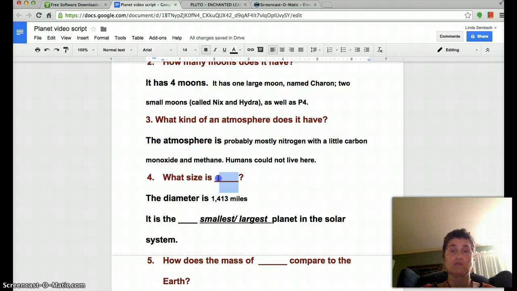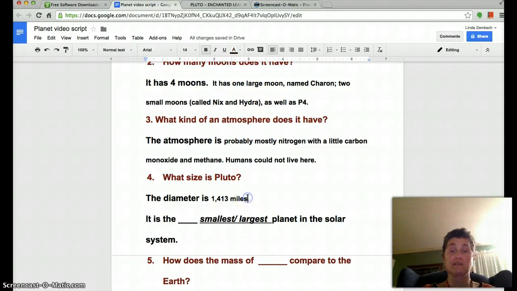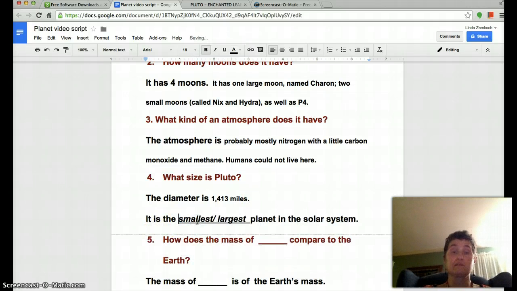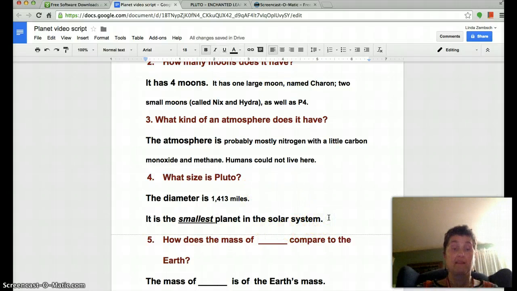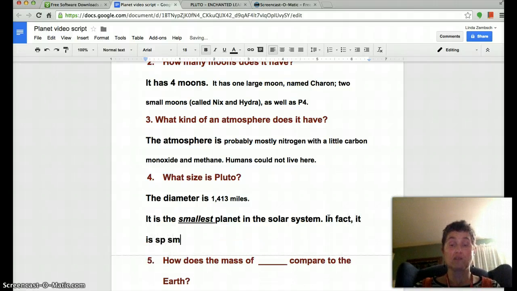And so the question is, what size is Pluto? And the diameter is 1,413 miles. From what we know, it is the smallest planet in the solar system. Okay? In fact, it is so small that we call it a dwarf planet.